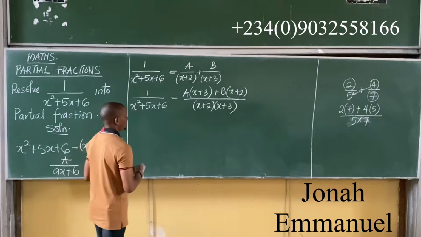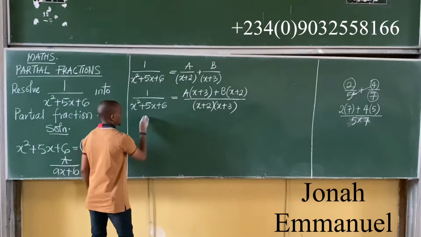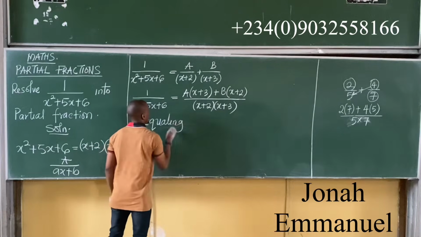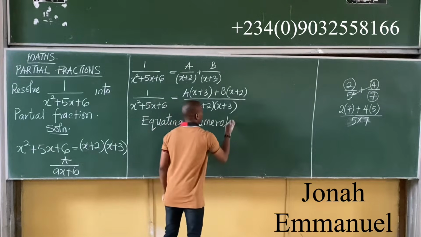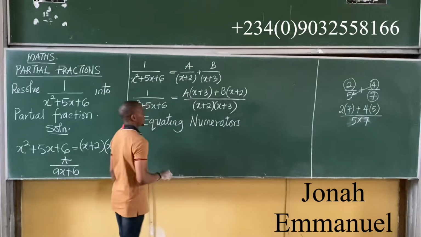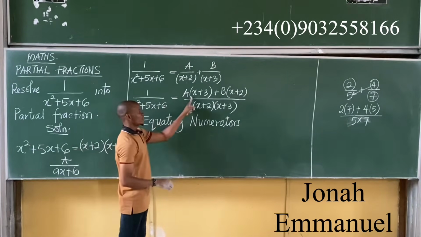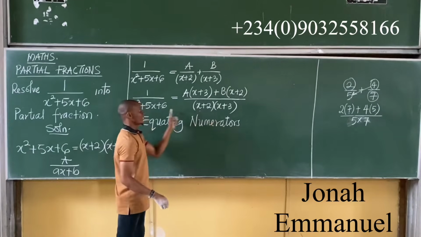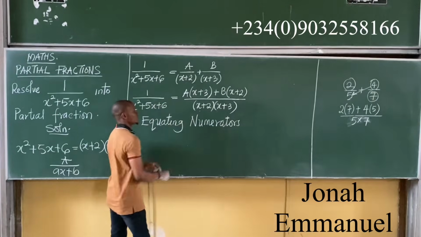At this point here, you can choose to equate numerators. So, equating numerators, I have that for here. Now, we are equating numerators because the denominators are the same. Alright? If I expand this, I'll get this value. So, since the denominators are the same, let's now equate numerators.